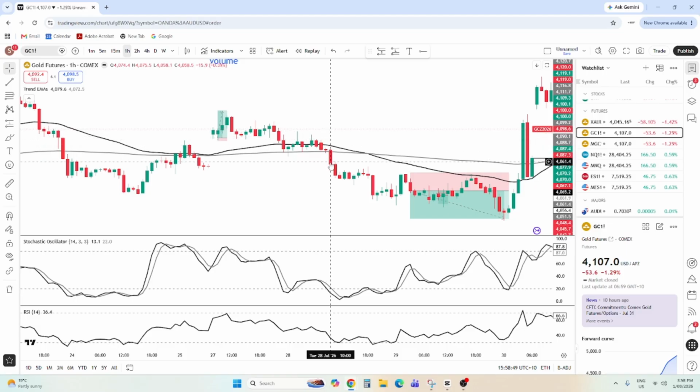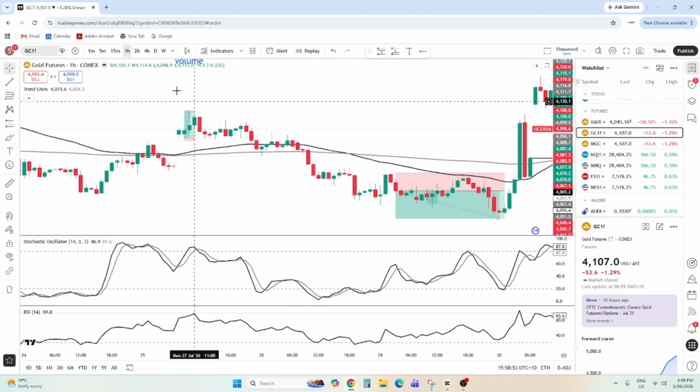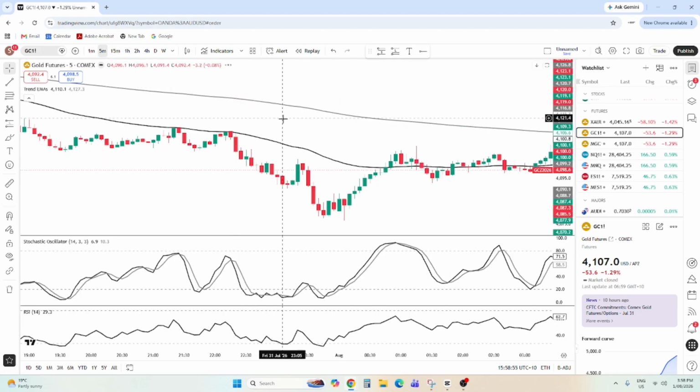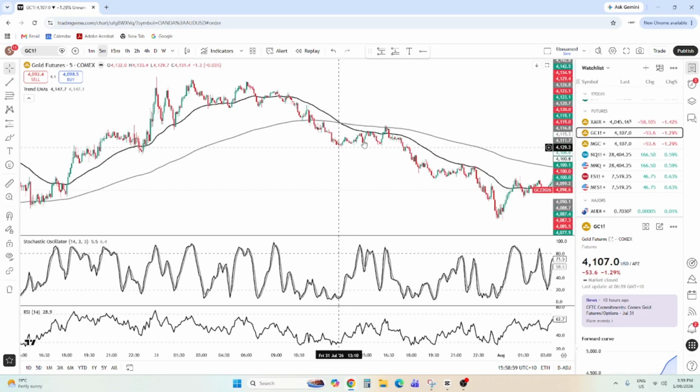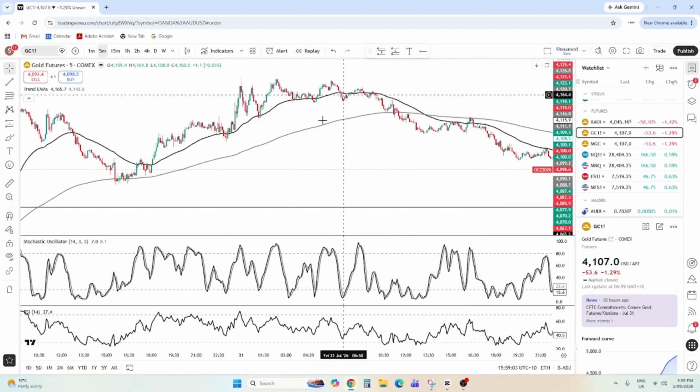So on the 10 minute, there's nice volume. The markets are moving, then move down, then move everything. And when you just go smaller on the 5 minute, you can clearly see here there's no volume at all. But when you go here, there's volume and the markets are moving.